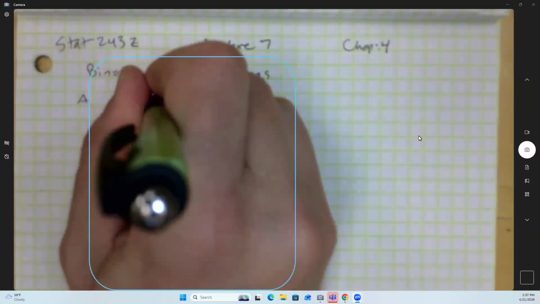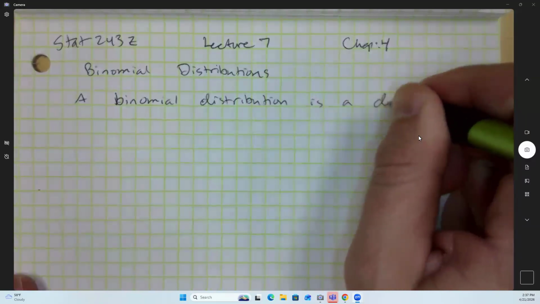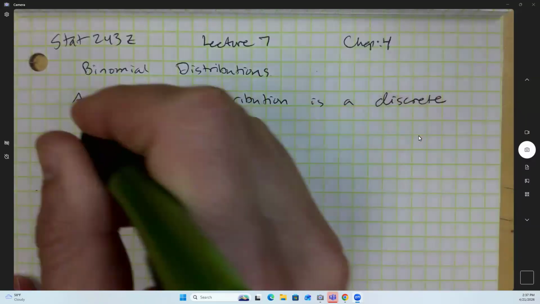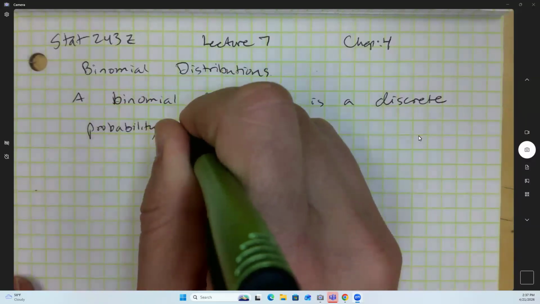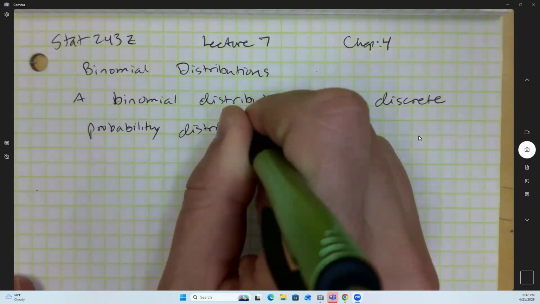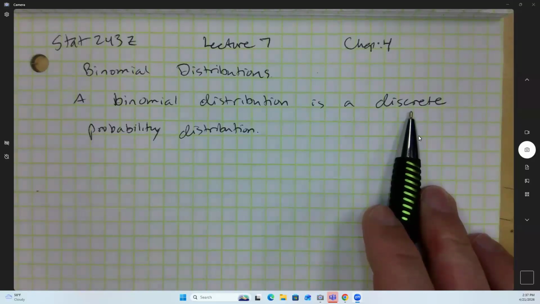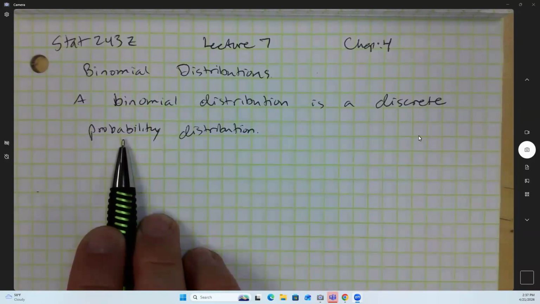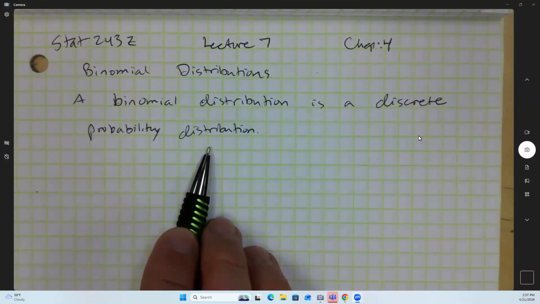So a binomial distribution is a discrete probability distribution. Discrete means the values of the probability distribution take on specific numbers. It's not anything in a range. Probability means there's randomness involved, and distribution means that there's more than one possibility. You could have a distribution with only one possibility, but that'd be pretty boring.